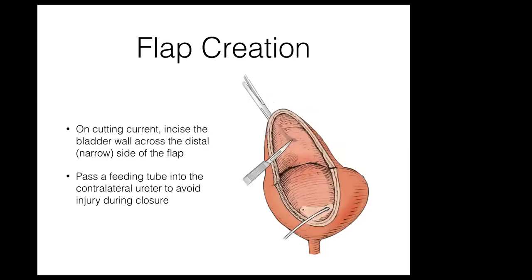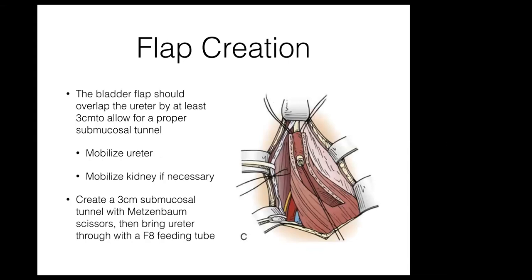So on cutting current, you incise the bladder wall across the distal narrow side of the flap. You pass a feeding tube into the contralateral ureter to avoid injury to that ureter during closure. So again, the bladder flap should overlap the ureter by at least 3 centimeters to allow for a proper submucosal tunnel. So in doing this, you may mobilize the ureter, even mobilize the kidney if necessary.